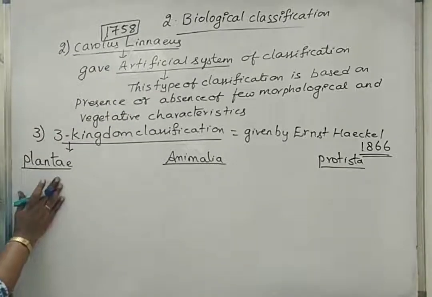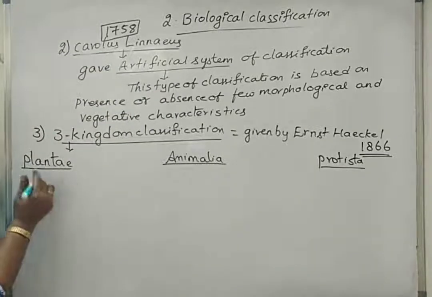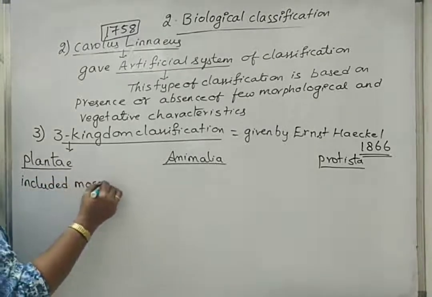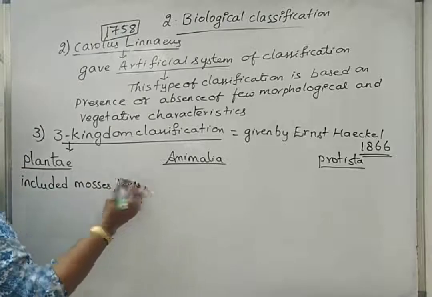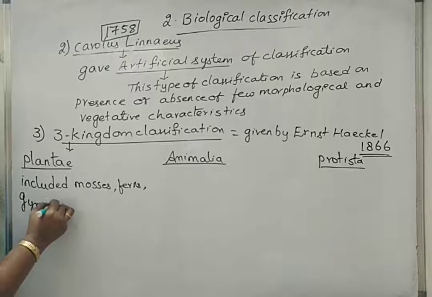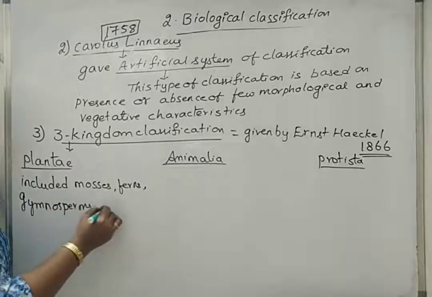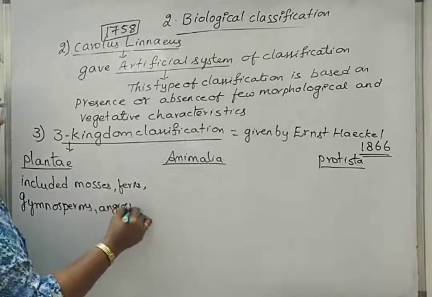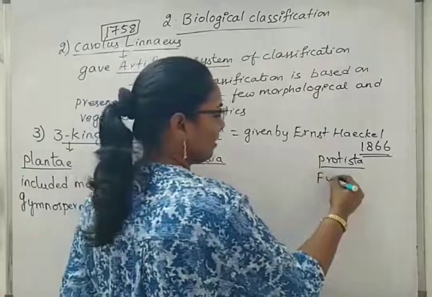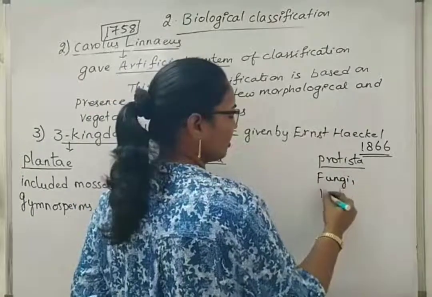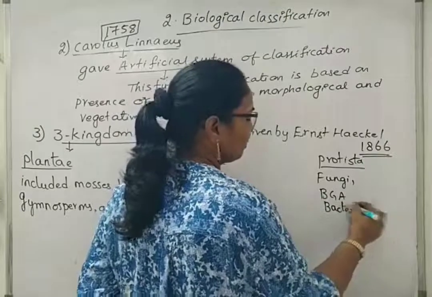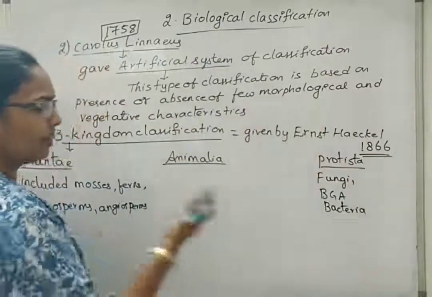So, what type of organisms did Ernest Haeckel include under Plantae? He included mosses, ferns, next gymnosperms and angiosperms. He has taken fungi from here, from Plantae, next blue-green algae, bacteria from Plantae and kept under Protista.